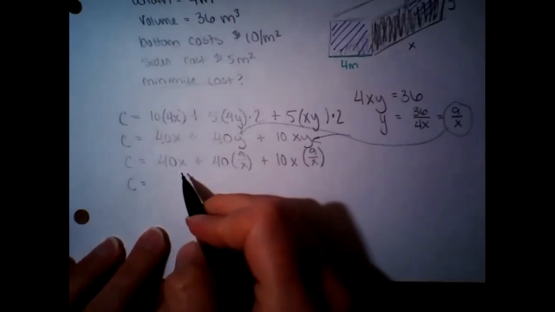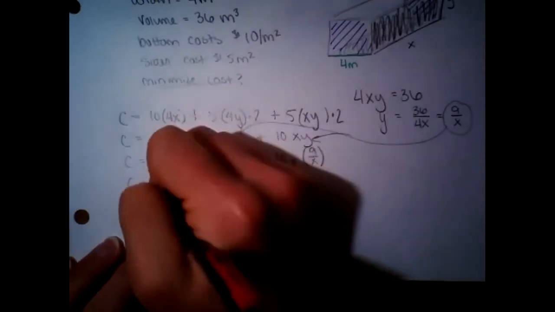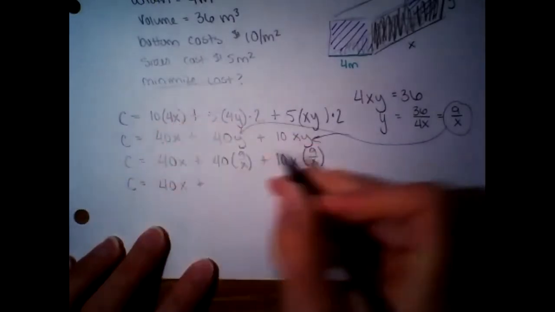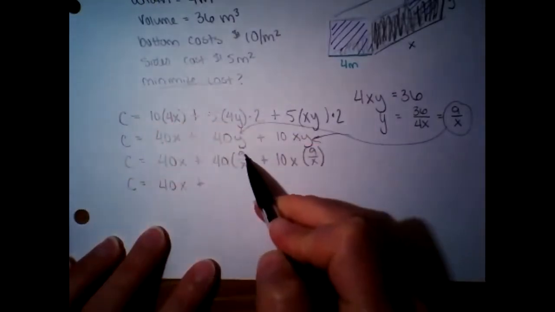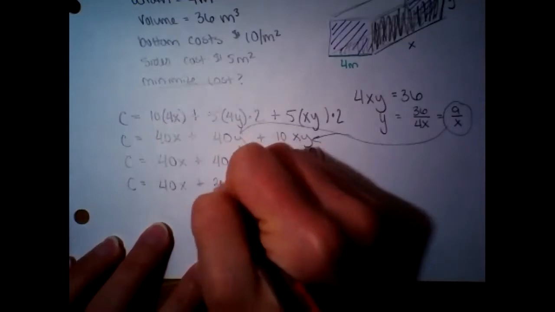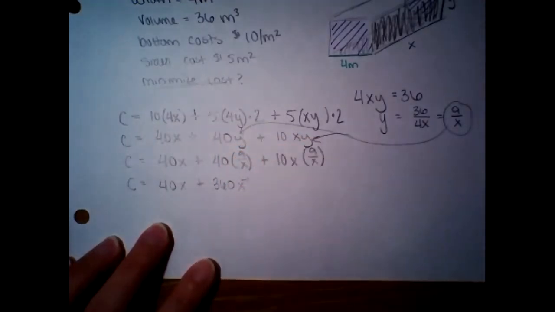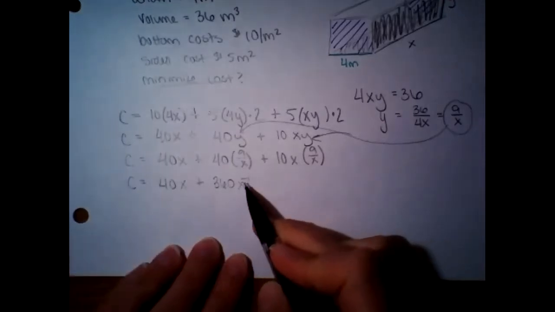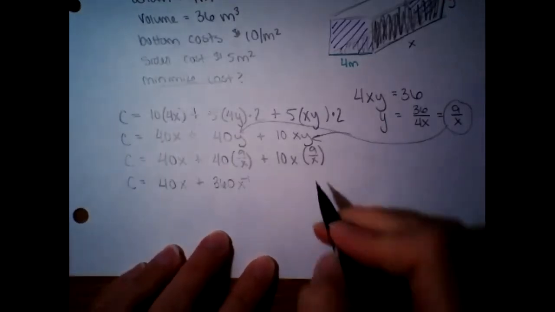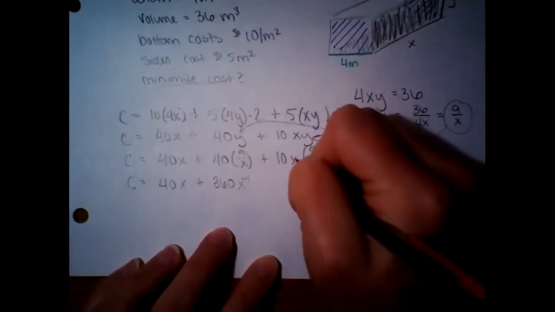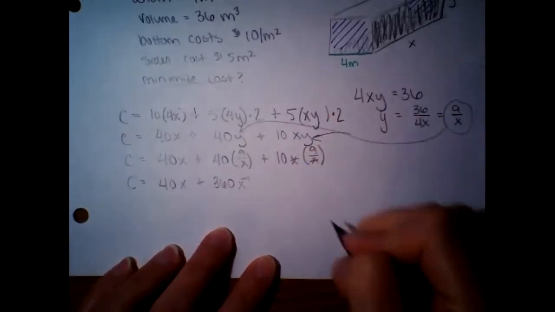Let me just simplify this a little bit before we do the derivative. This would be 40x plus 40 times 9 would be 360. And this is an x to the negative 1. It's in the denominator. That means a negative exponent. So x to the negative 1. And then over here, the x's are going to cancel, so we'll just have plus 90.